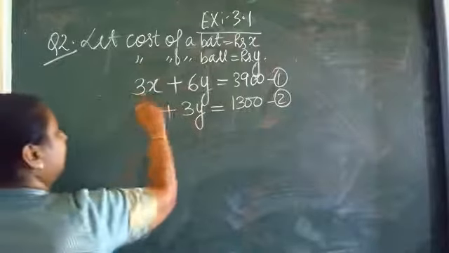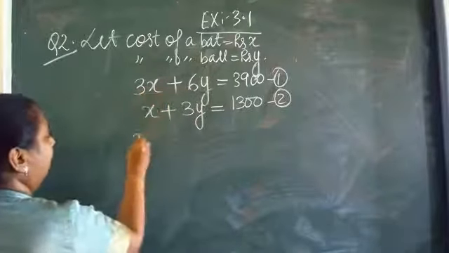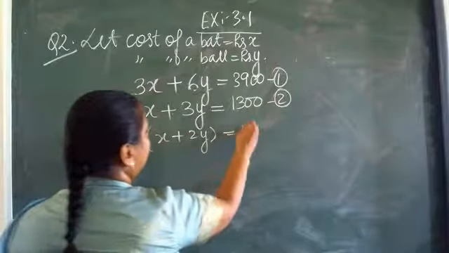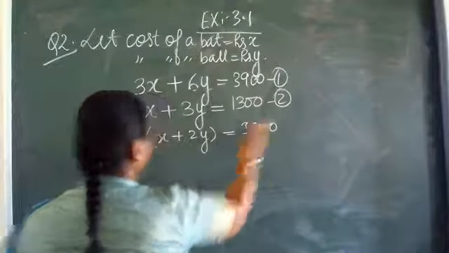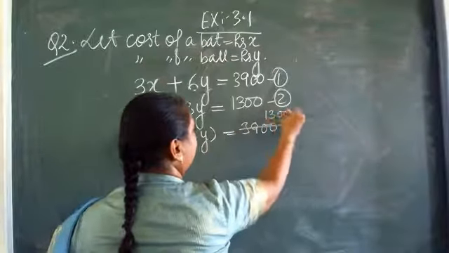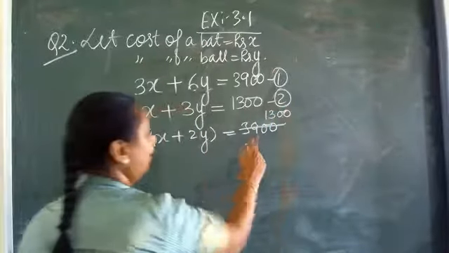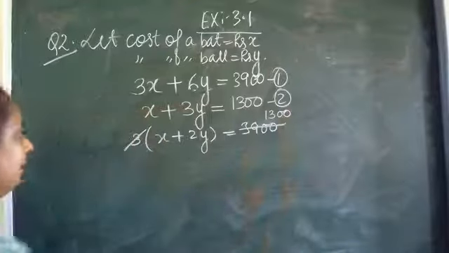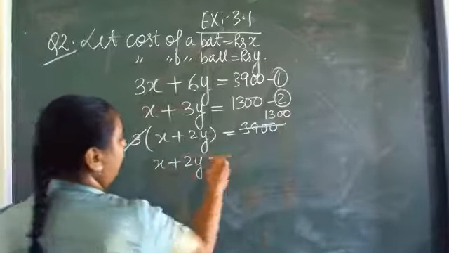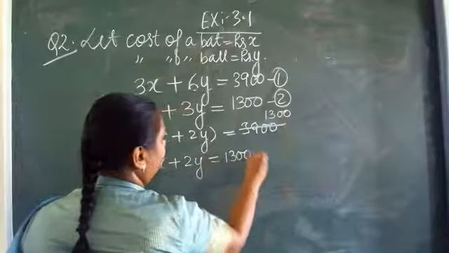Now in equation 1 we simplify the equation. Why? Because in this, 3 is common, so I am taking 3 common: x plus 2y is equal to 3,900. Now 3 is cancelled. It becomes 1,300, meaning 3,900 is divided by 3. So the first equation becomes x plus 2y is equal to 1,300. This is the first equation.